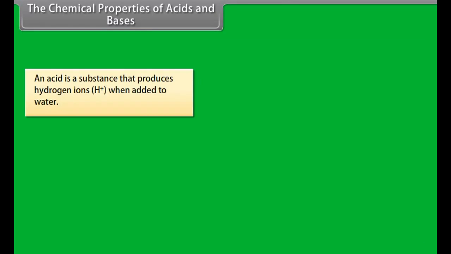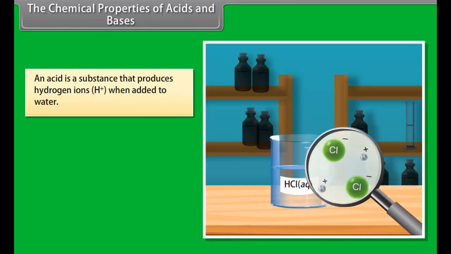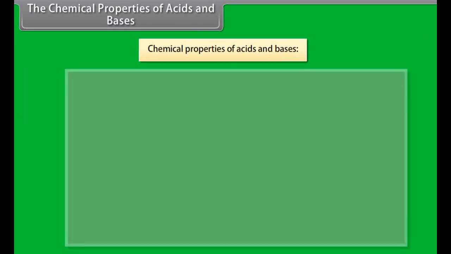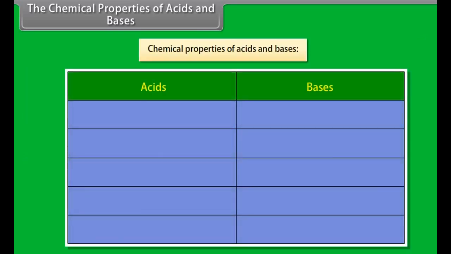The chemical properties of acids and bases. An acid is a substance that produces hydrogen ions when added to water, whereas a base is a substance that produces hydroxide ions when added to water. Both acids and bases have different chemical properties. Let us look at their properties.